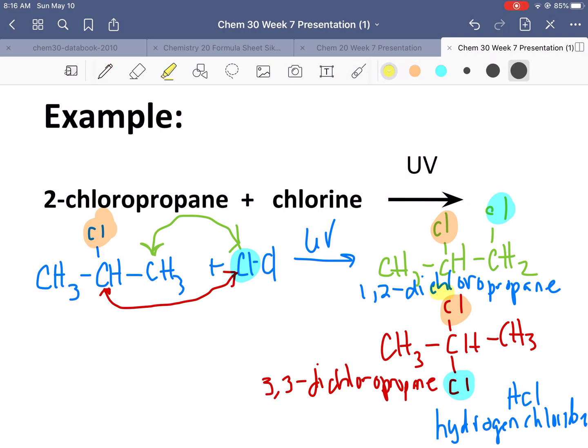There you have it. Our 2 isomers, and then the definitive hydrogen chloride that's going to be there too. Isomers are formed. This is a substitution. Now again, that was with a halogen, which means the UV light was helpful.